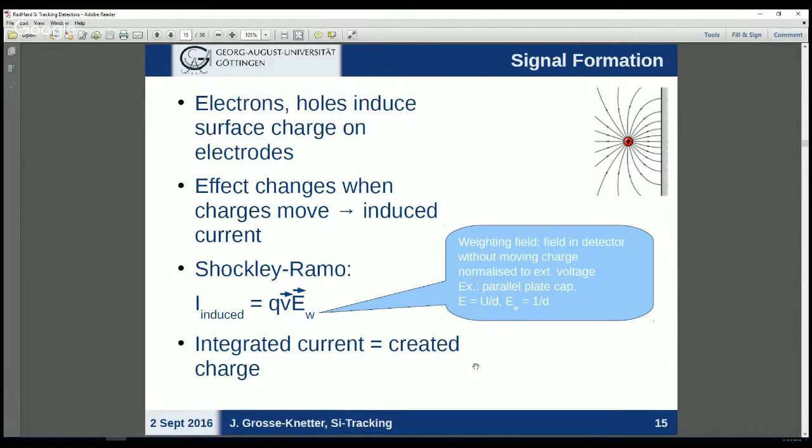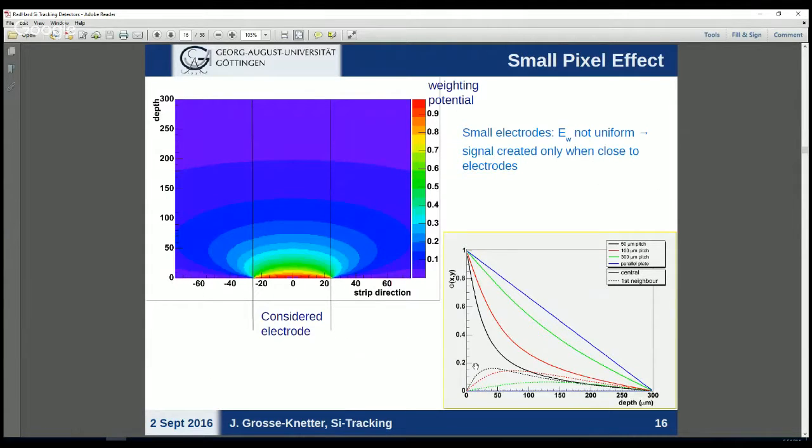That's something we have to keep in mind for the electronics. Only both together, separating the charges by electric field and measuring the induced current, will give us the signal that we're supposed to detect. Life is a little more complicated, at least for pixel detectors, in case of small electrodes, where small means they are small compared to the total drift distance that our charges have to travel. The weighting field isn't quite as simple as what I had for the parallel plate capacitor.